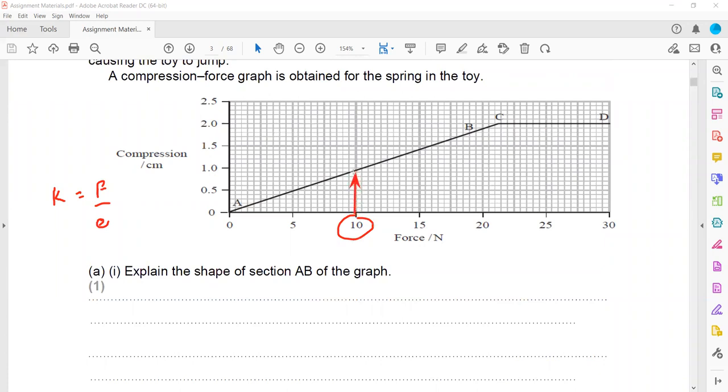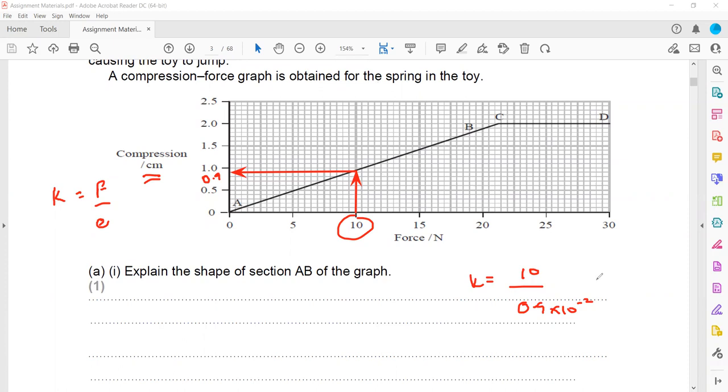So when the force is 10, how much compression is there? We'll draw a line. This is about 0.9. But that is in centimeters, so don't forget to convert the units. So it will be 10 divided by 0.9 divided by 100, or I can say 0.9 into 10 power minus 2. So when we simplify, this is 10 divided by 0.9 times 10 to the power minus 2. What's the answer for this, the stiffness k? It's coming 1111.